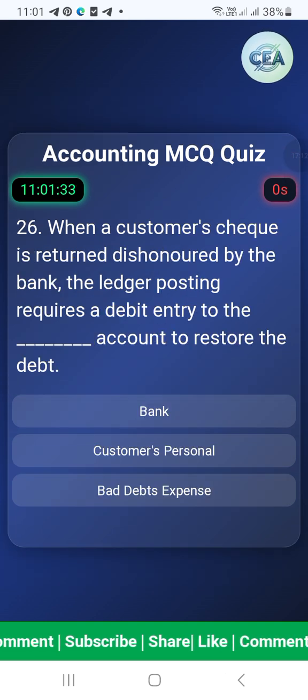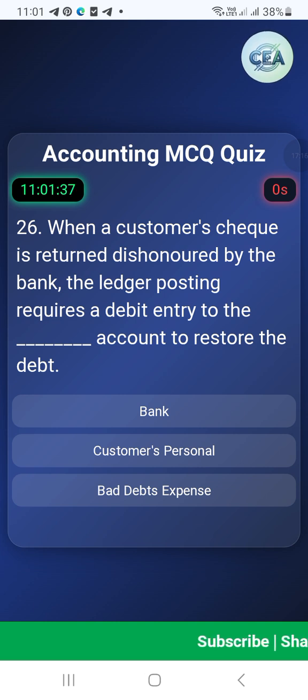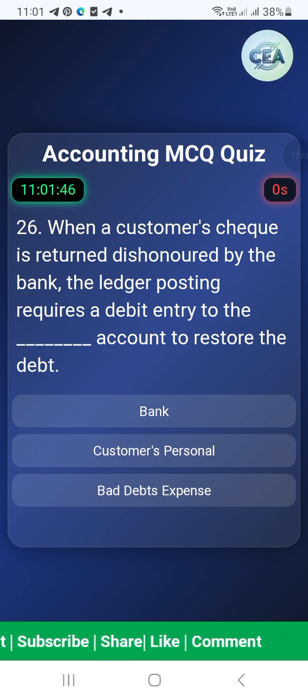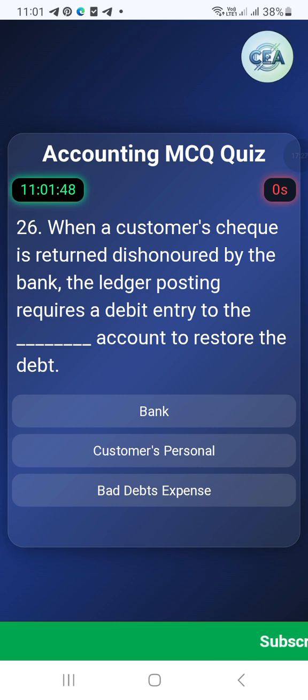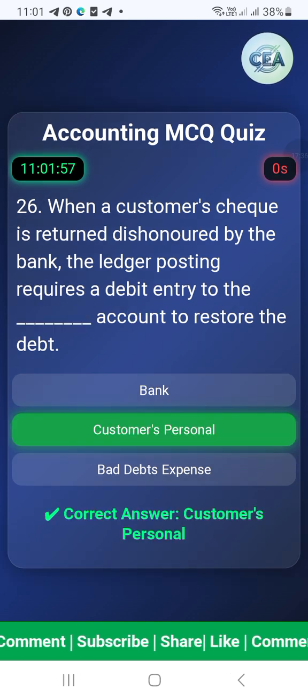26. When a customer's check is returned dishonored by the bank, the ledger posting requires a debit entry to the blank account to restore the debt. Option 1. Bank. Option 2. Customer's personal. Option 3. Bad debts expense. Correct answer is customer's personal.